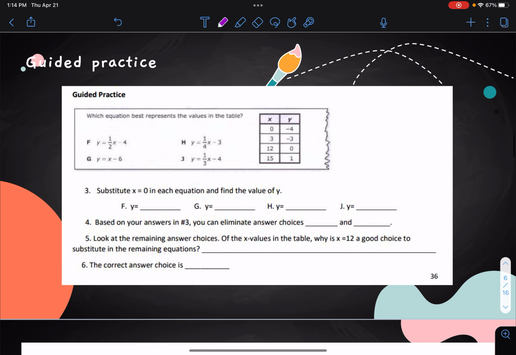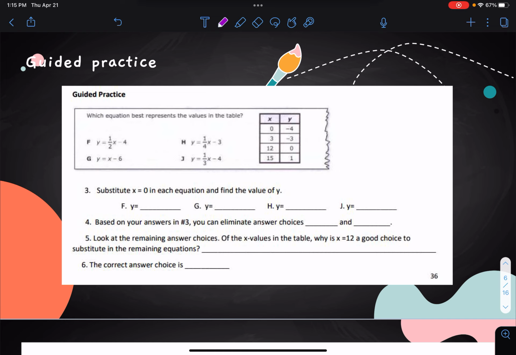All right, so moving on to our next guided practice problem. It says, which equation best represents the values in the table? So now we have to find the equation that matches our table. Okay, so step 3 says substitute x equals 0 in each equation to find the y value.